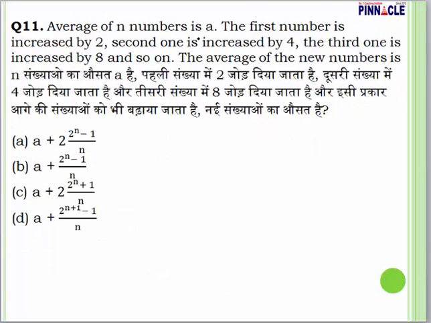Next question, question number 11. Average of n numbers is A. The first number is increased by 2. Second one is increased by 4. Third one is increased by 8, and so on.